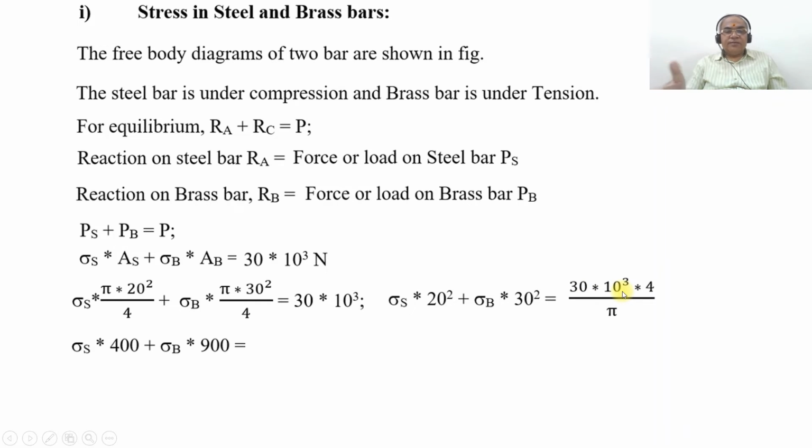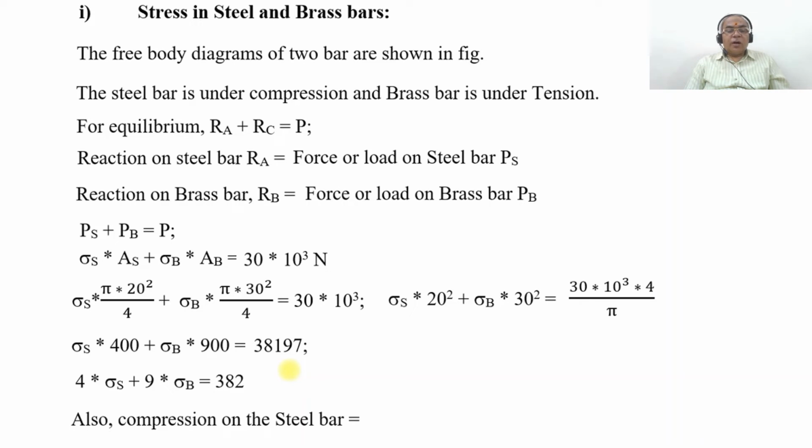Once you get this, on simplification you are going to get sigma S into 20 square, which is nothing but 400, plus sigma B into 30 square, which is nothing but 900. On simplification of this, you are going to get the value of 38197. Now what we know is, take out the 100 as the common factor. Sigma S into 4 plus 9 into sigma B will be equal to 382.